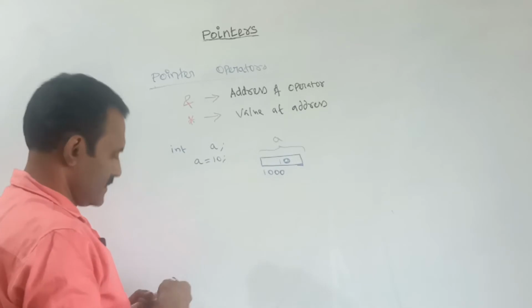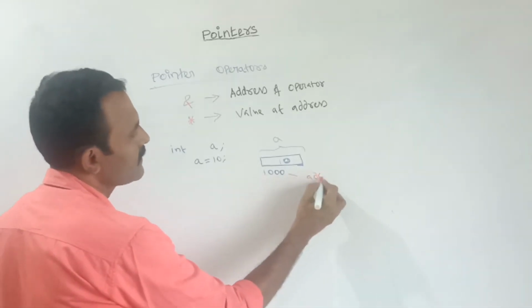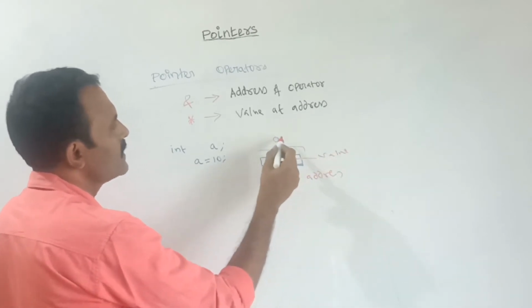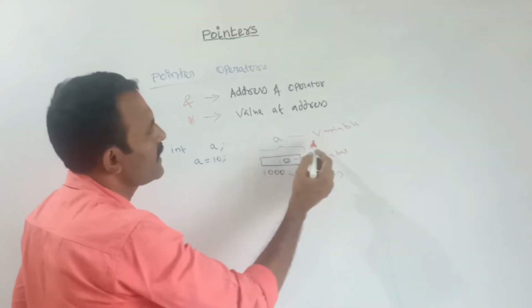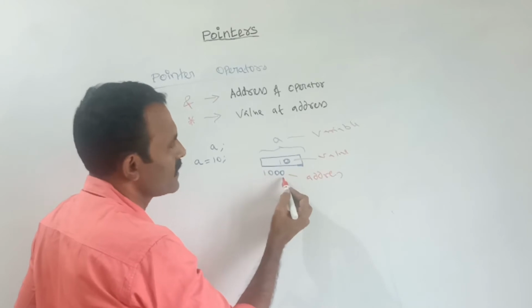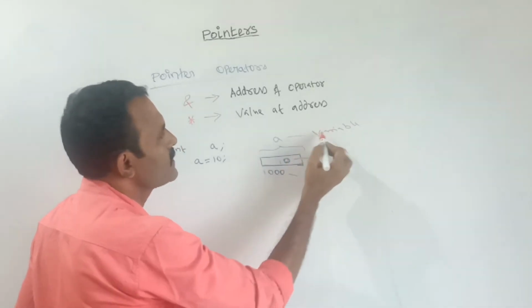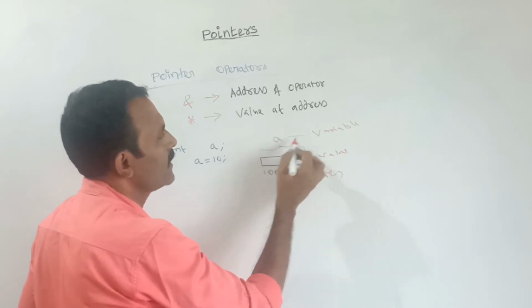This is the address, here the value is 10, and this is the variable name. The variable name is a. Its location address is 1000. Where is it located? At address 1000. This is the location name, otherwise we can say the variable name is the location name.